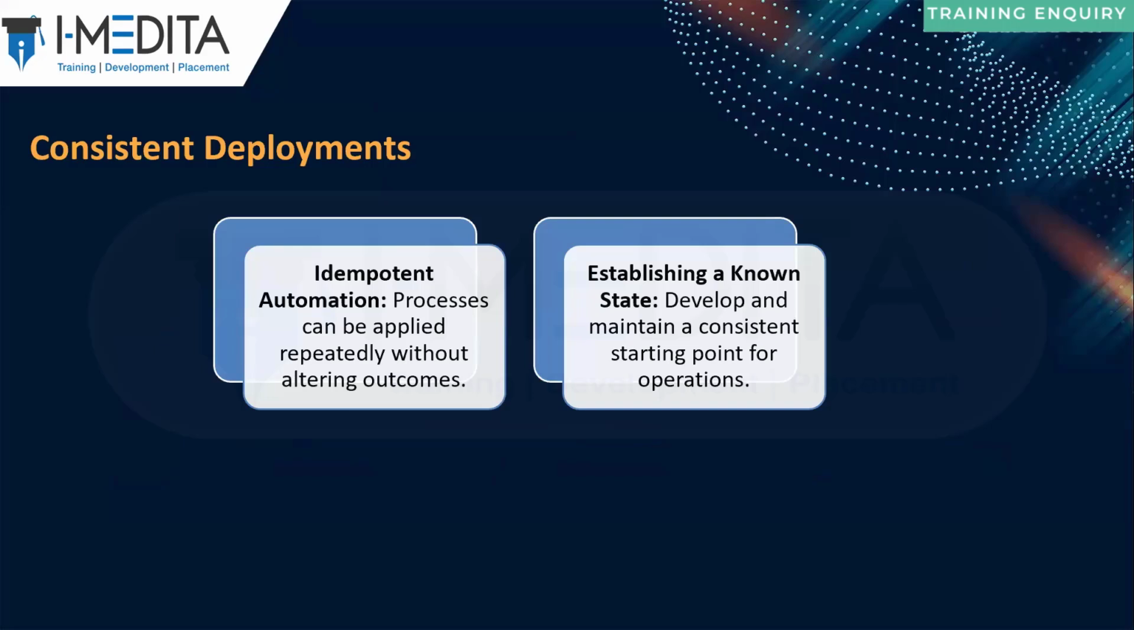Consistent deployment. I talked about consistent deployment. And a very important thing that comes up over here is idempotent automation. As it's written over here, processes can be applied repeatedly without altering the outcomes. Let's say you are upgrading, for example, 5 or 6. An upgrade is quite big. Take an example.